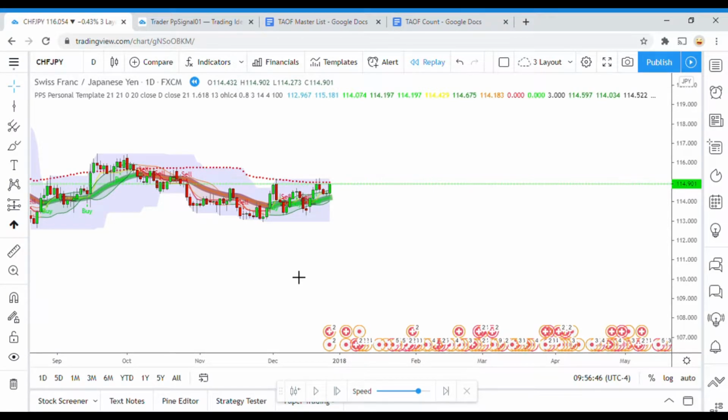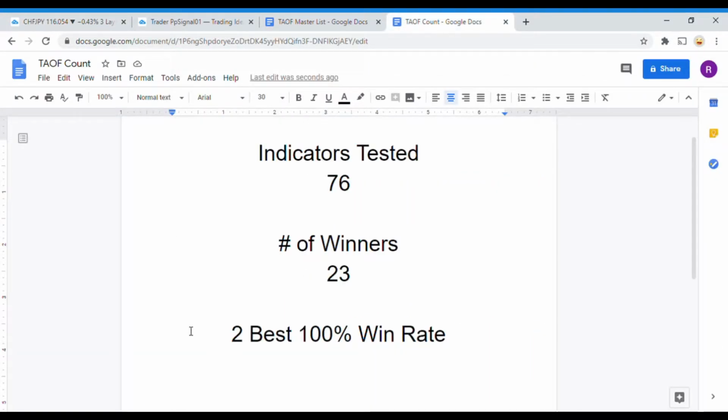Alright, as I said, today we will be testing the People's Pivot Indicator. But before we do, I wanted to put the indicator scoreboard up for everyone to see. To date, we have tested 76 indicators, and out of those 76, 23 have been winners, which means that they have met or exceeded the 60% win-loss ratio threshold that we have set for them. The two best ones were able to achieve a 100% win rate.